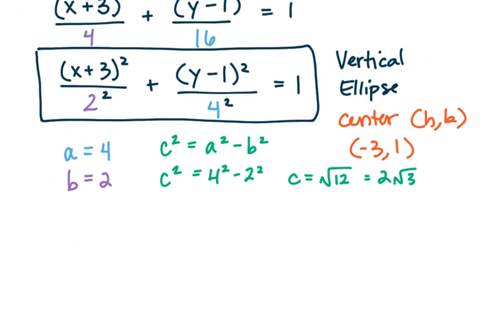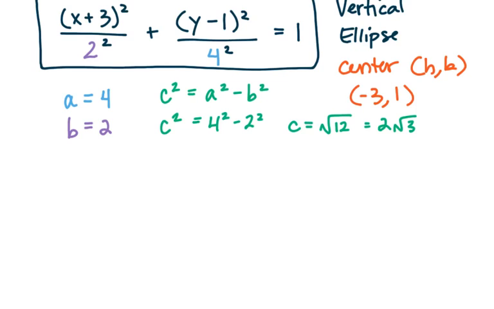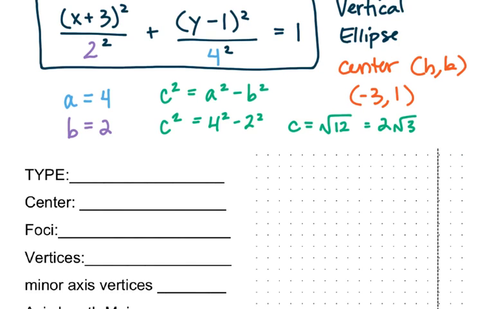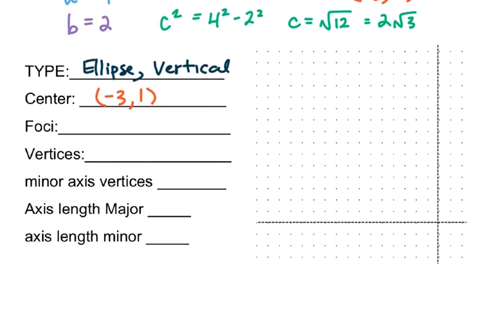All right, now that we have everything, we know we have a vertical ellipse, we know our orientation, our center, A, B, and C, let's go about graphing this and stating all of the attributes or characteristics of this ellipse. So again, we have an ellipse. The orientation is vertical, and we know the center is at -3, +1.